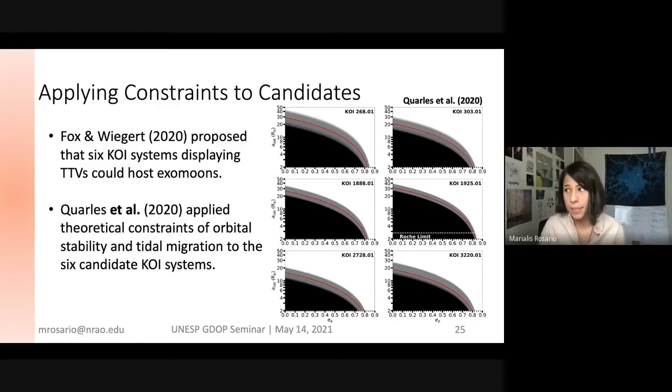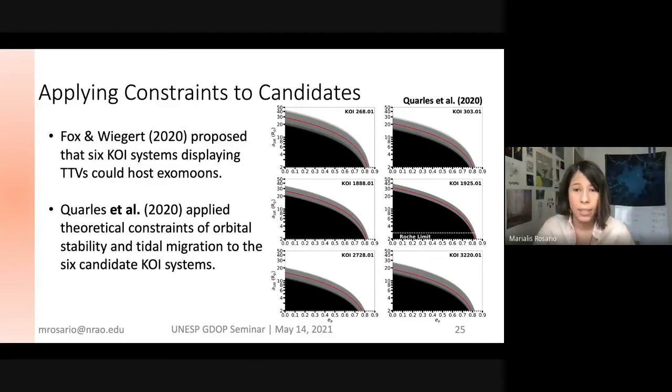More specifically, what we have in the right panel, or all of the panels, are each of these systems that were proposed to be hosts for exomoons due to their TTVs. And in black, we have the stability region determined by my expression.